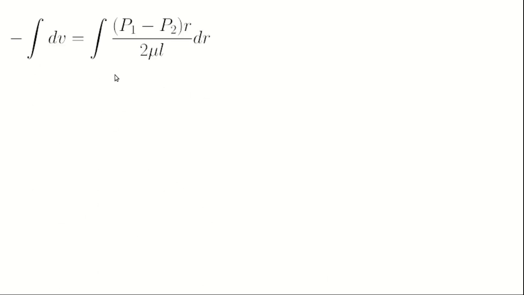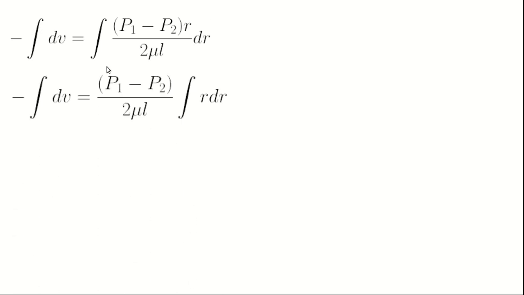From this point our dV becomes ordinary V, and our R here becomes R squared over 2. This is a constant, leaving this one, and that gives us our V equal to R squared over 2 plus a constant. Now it's important for us to find out what this C is.